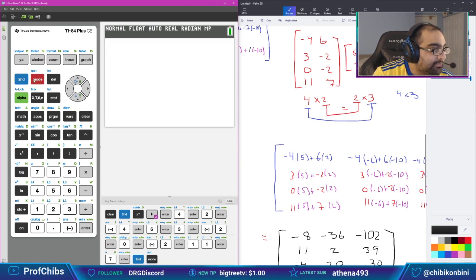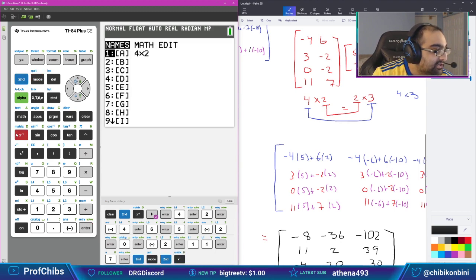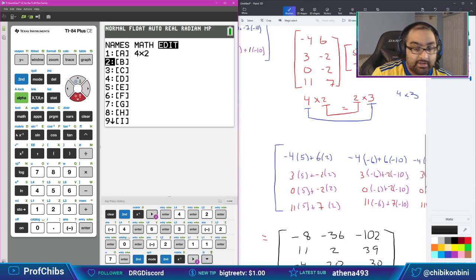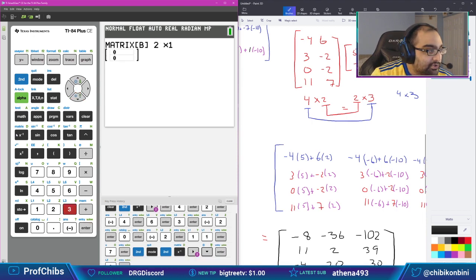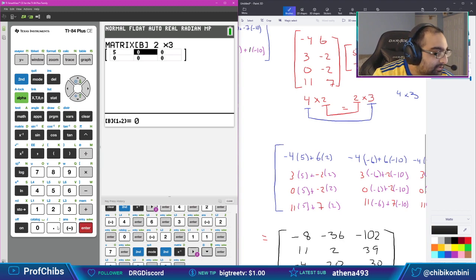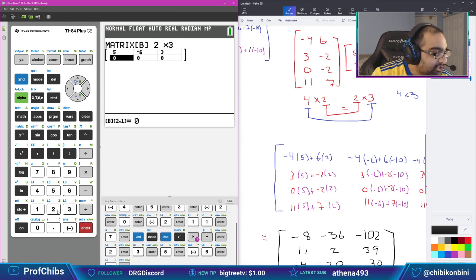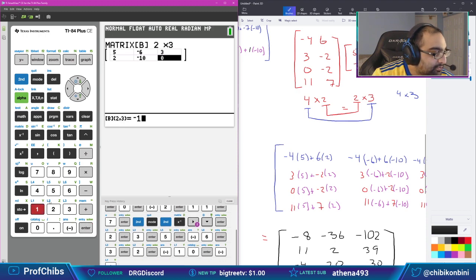You hit second, mode to quit. Second, matrix again, and you edit a second matrix. We'll call that matrix B. That's going to be a 2 by 3 matrix according to our problem. Enter in those numbers respectively. This is pretty much a straight-up, just multiply these together sort of deal. The issue is that in some problems, it just takes longer to do this in the calculator, especially when you have bigger matrices.